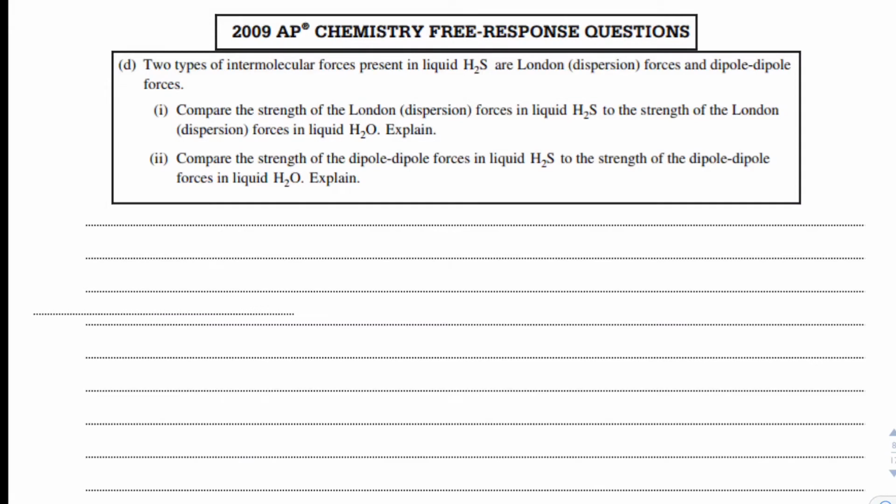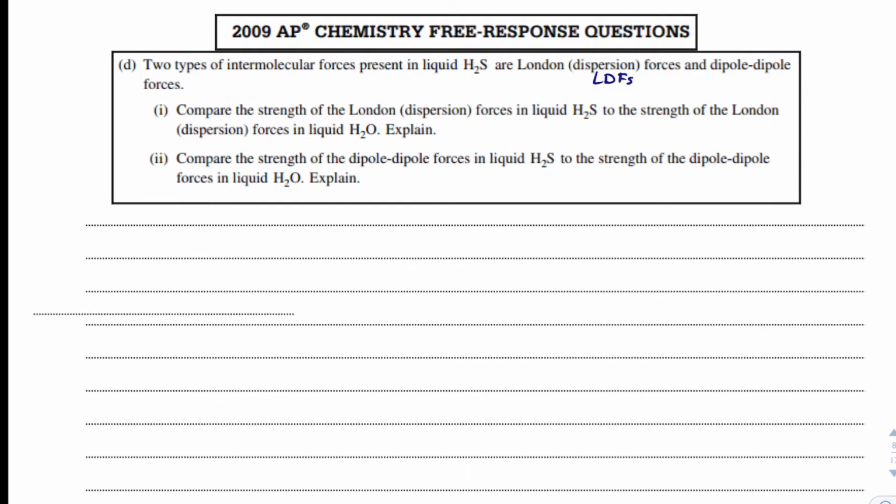In this video, we're going to take a look at a question from the 2009 AP Chemistry Free Response test, part D of some question, but that specifically deals with bonding and intermolecular forces. So in D it says two types of intermolecular forces are present in liquid H2S, and they are LDFs, London dispersion forces, and dipole-dipole forces.